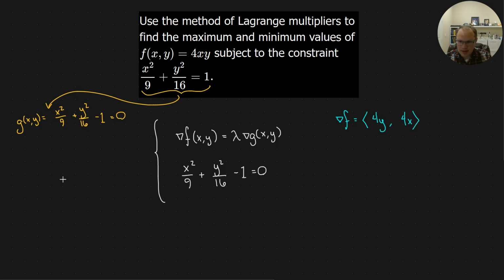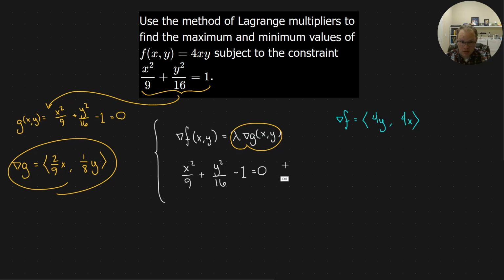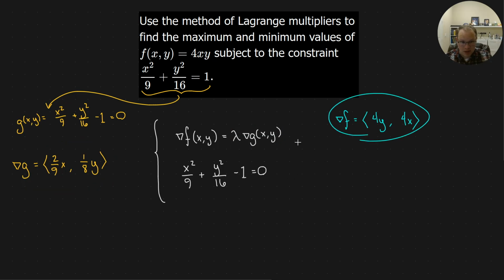Okay, and then let's take the gradient of g. So this is my function g. The gradient of g: the partial derivative of g with respect to x, I get just 2/9 x, right? Partial derivative with respect to y, I get 2/16 y, or if I simplify, 1/8 y. Okay, so I'm going to plug this in here, and I'm going to plug this in here.